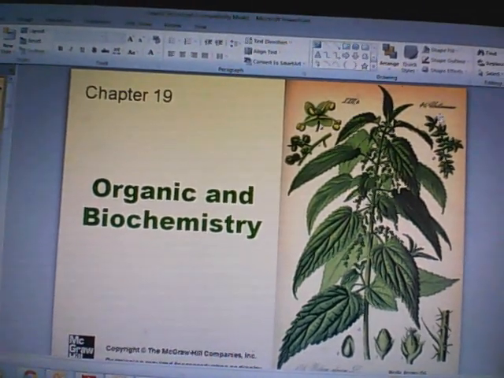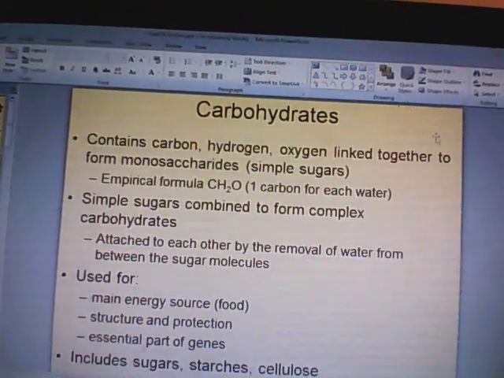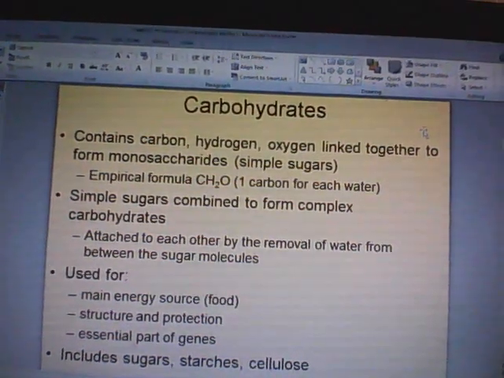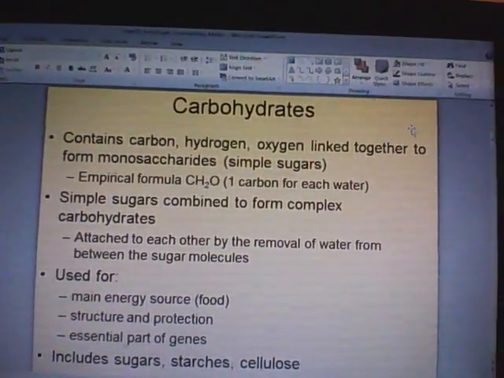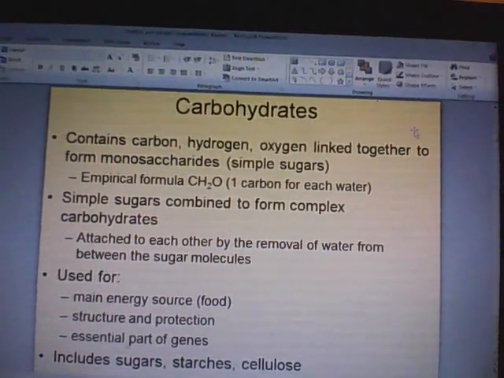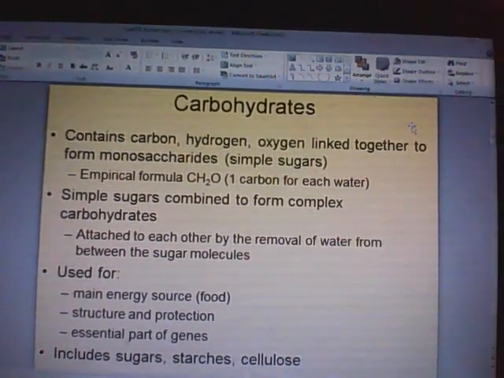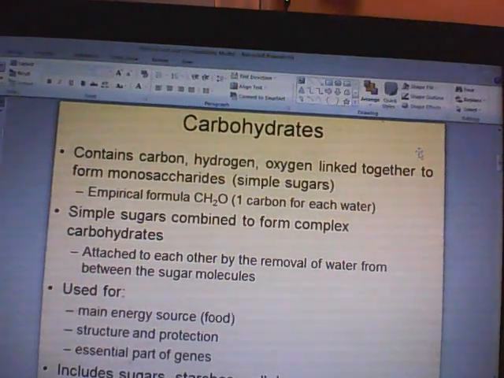So chapter 19 is all about organic and biochemistry. Really, we want to talk about the four macromolecules, and those are your carbohydrates, your fats and lipids, your proteins, and your nucleic acids. Starting out with carbohydrates.